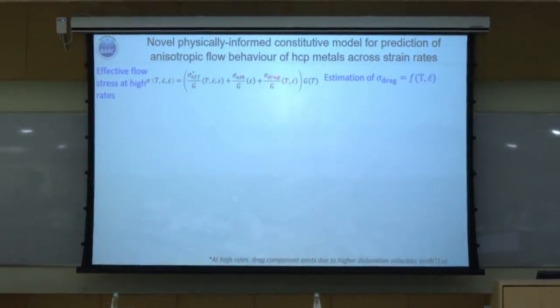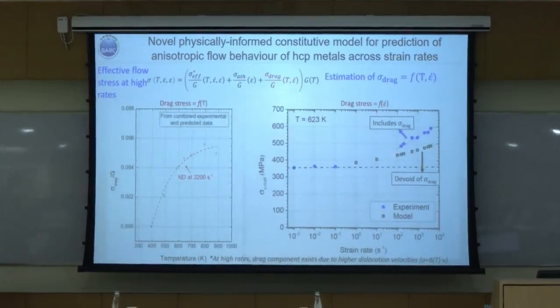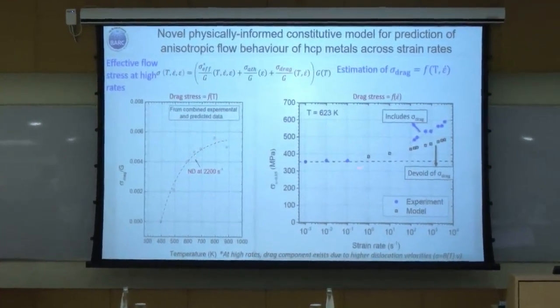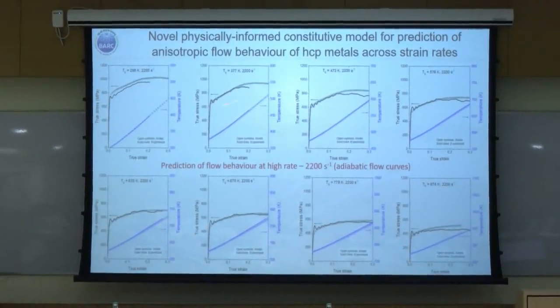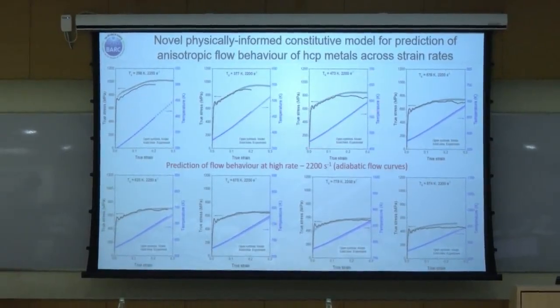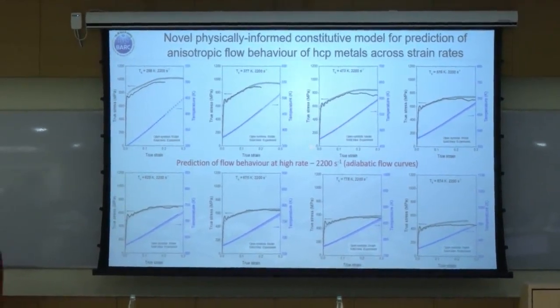And at high strain rates, we have viscous drag effects coming from dislocation phonon interactions. By estimating the drag stress as a function of temperature, and by determining the drag stress as a function of strain rate, we were able to predict the high strain rate behavior of this HCP alloy. It's not just the flow behavior, but the increase in temperature during the high strain rate testing is also well predicted. So this work led to the development of a setup for precise high temperature testing, and development of a constitutive framework which can be utilized for cold spray coatings.